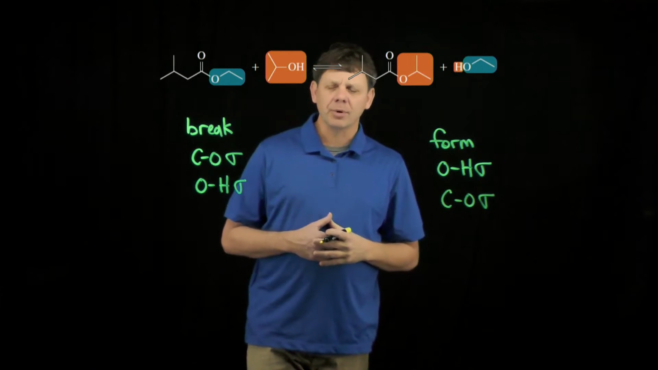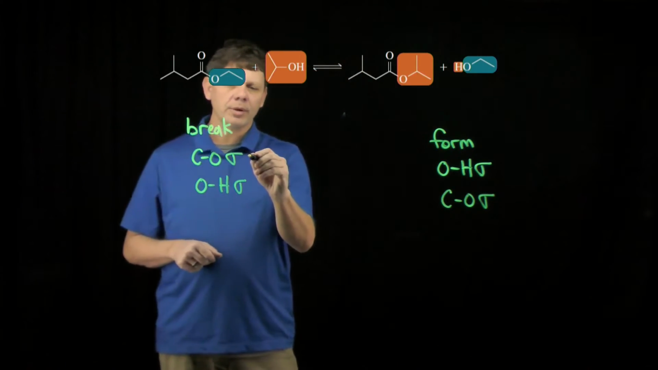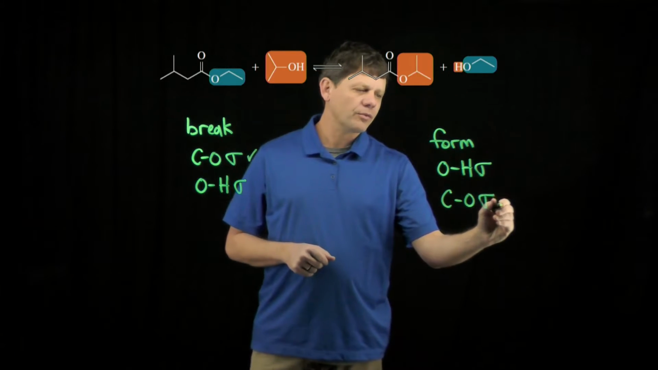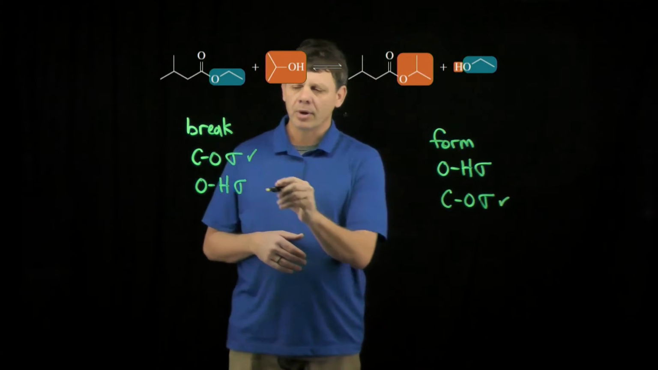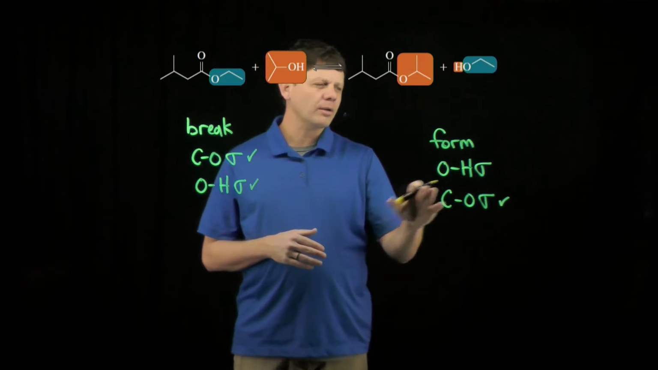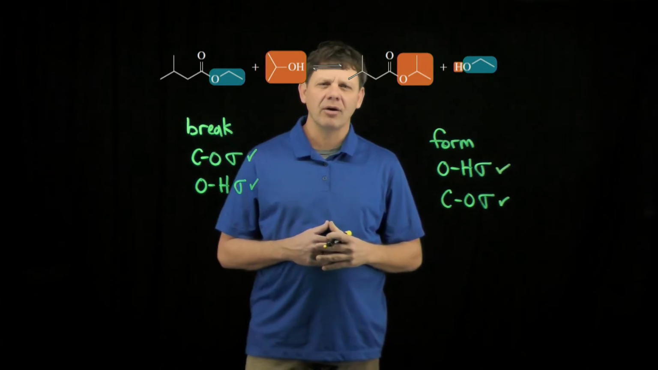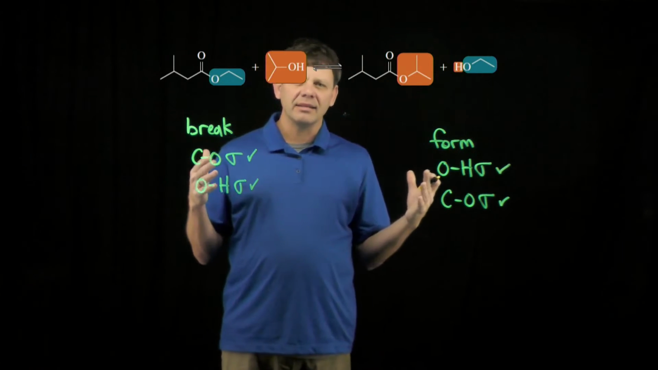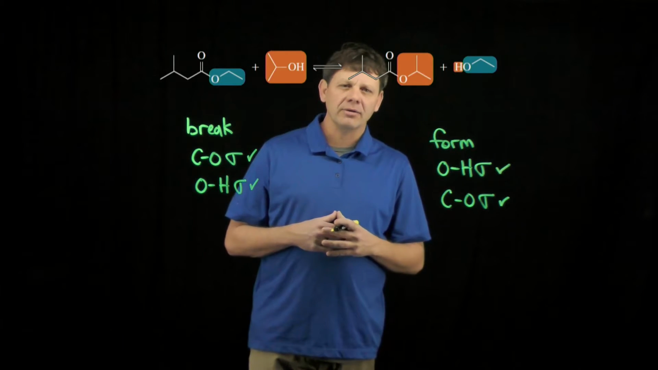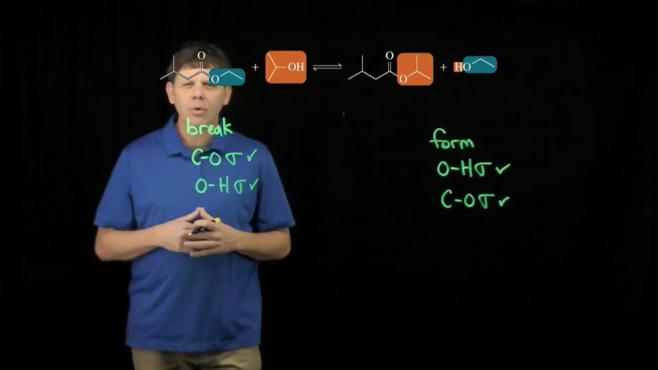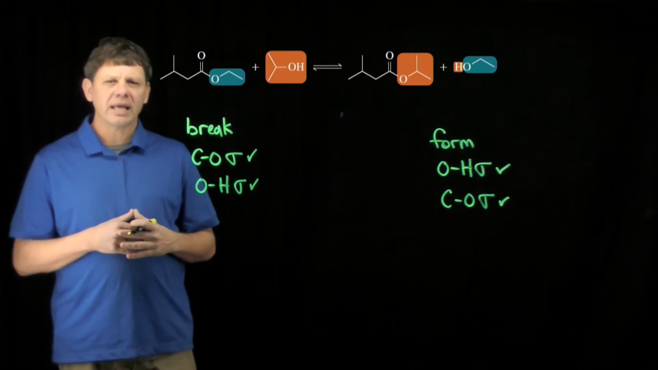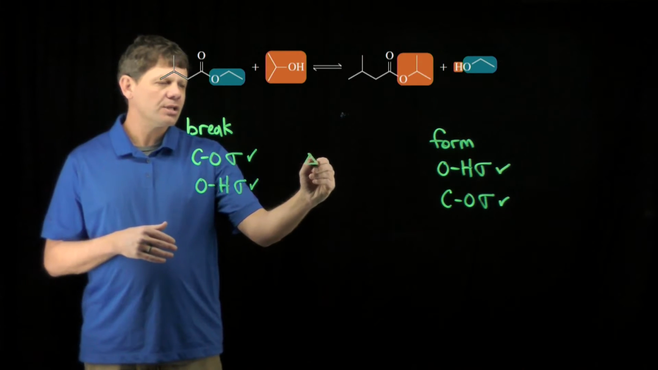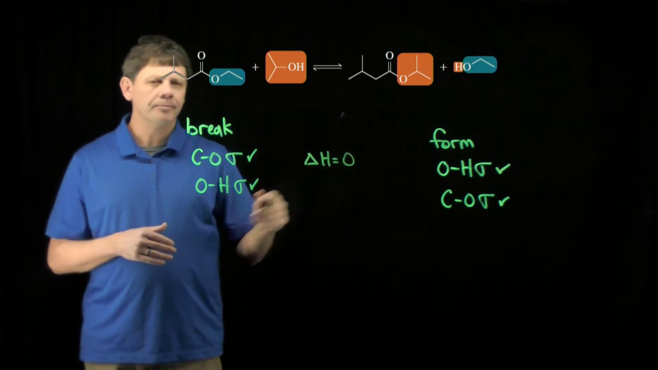If we look at the bonds broken and bonds formed, we notice that we break a CO sigma and we form a CO sigma. We break an OH of an alcohol and we form an OH of an alcohol. Given that these are basically identical in terms of the bonds broken and bonds formed, we can estimate that for this reaction, we have a delta H that is equal to 0.